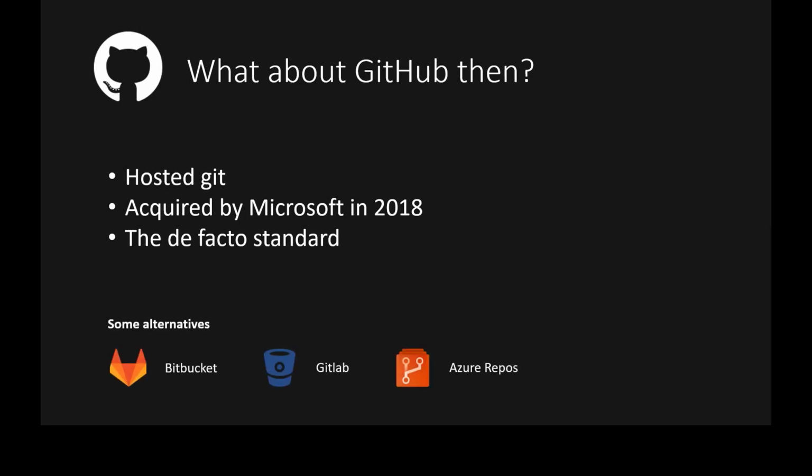These are some other alternative central Git repositories or services that you might want to use. There's Bitbucket, there is GitLab, and there's also Microsoft's own Azure Repos. And Azure Repos is also owned by Microsoft, of course. But since they acquired GitHub, well, there's a little bit of a tension there, maybe.